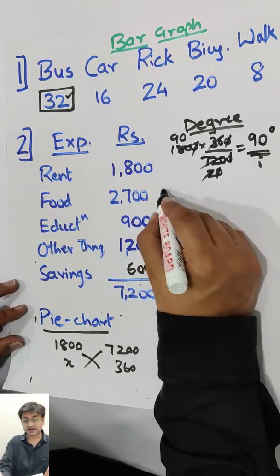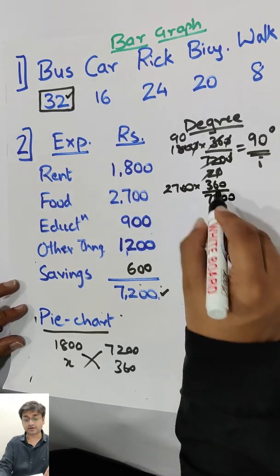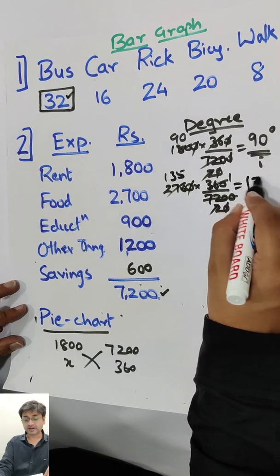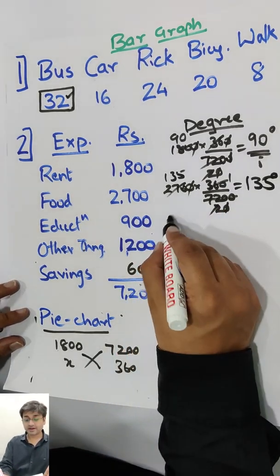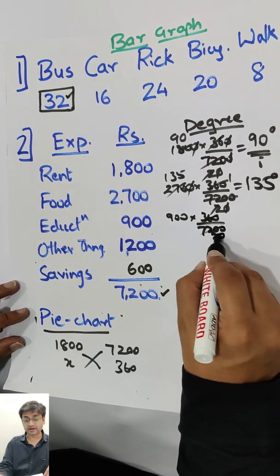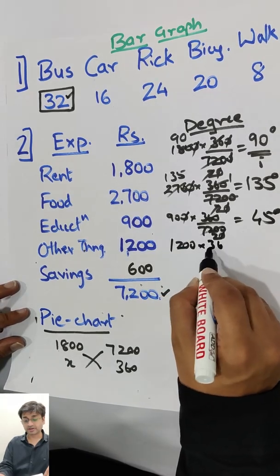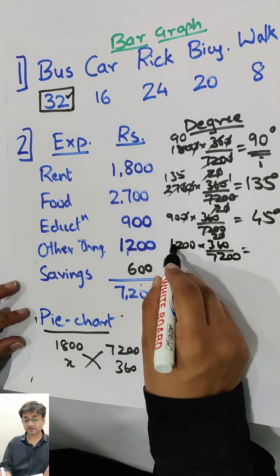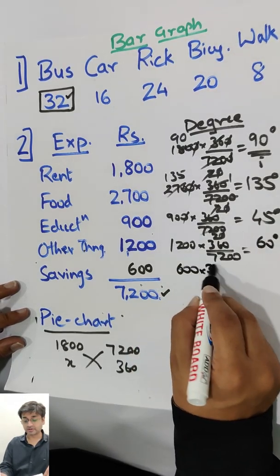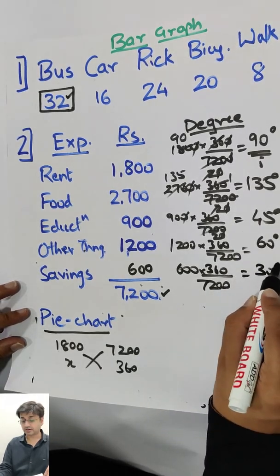Alright, likewise the next item 2700 into 360 by 7200. Now we know this is 135. So my next degree is 135. 900 into 360 by 7200, so 45 degrees. 1200 into 360 by 7200, so divide by 20, this is going to be 60 degrees. And last one 600 into 360 by 7200, again divide by 20, so it should be 30 degrees.